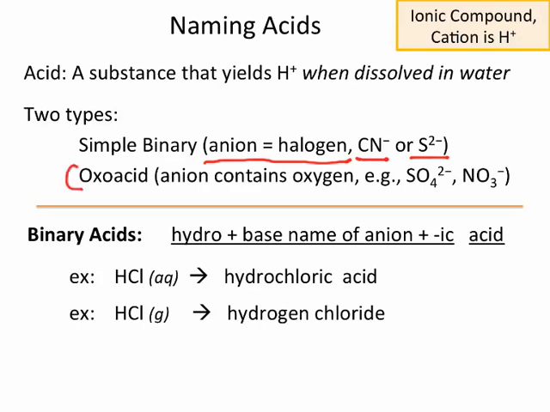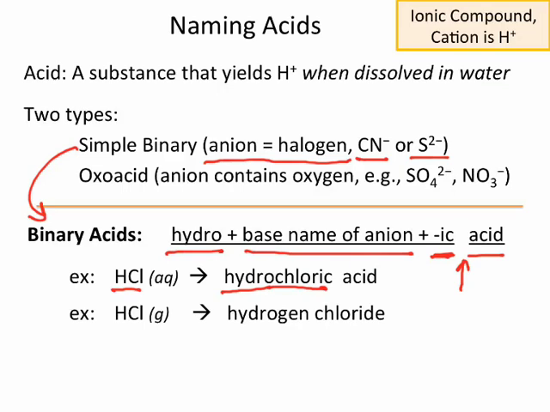or the anion is cyanide or sulfide. And then we have a second category called oxoacids, where the anion contains oxygen, and we'll get to these on a subsequent slide. So the simple binary are down here, and what you do is you put the word hydro in front, and then you put the base name of the anion, and then you have a little IC suffix, and then you put a space right here, and then you have the word acid. So an example here is HCl. So this is hydrochloric with a space, then acid.